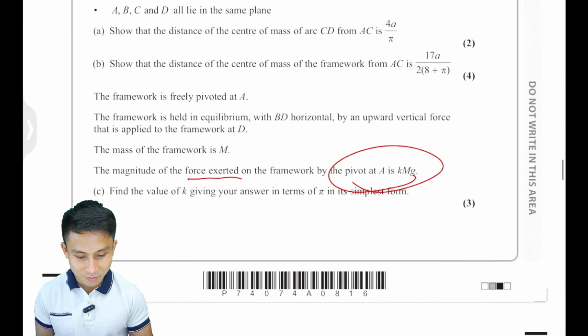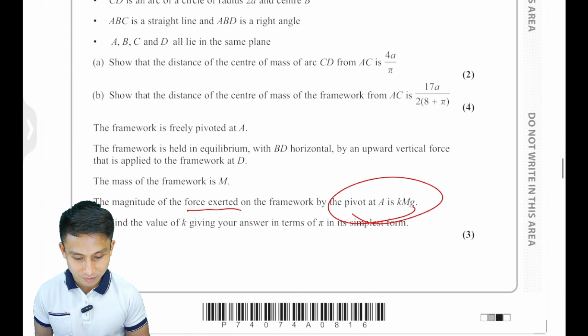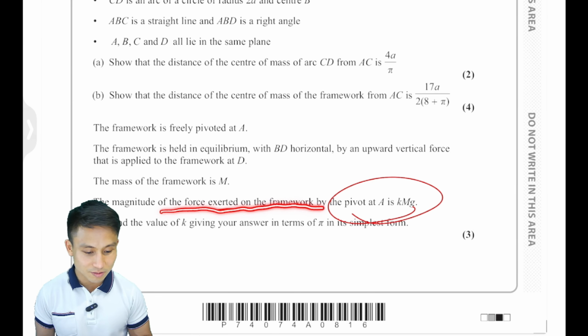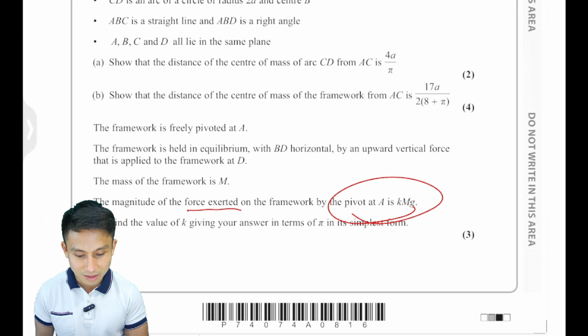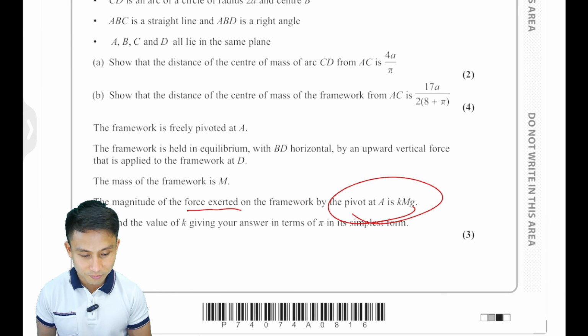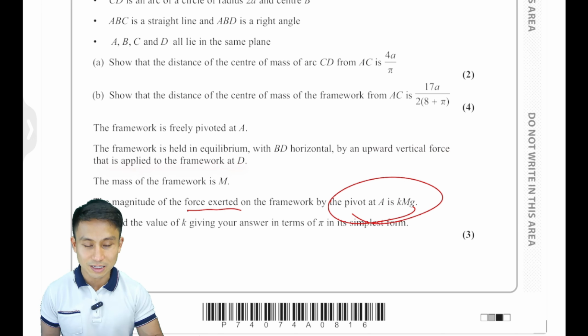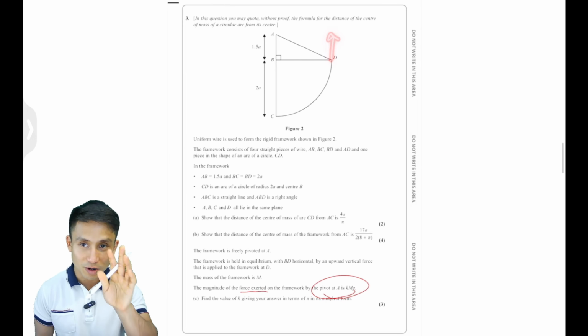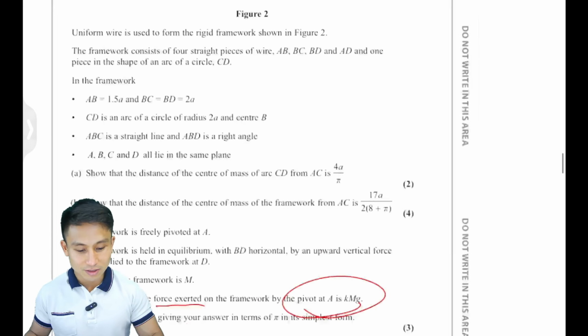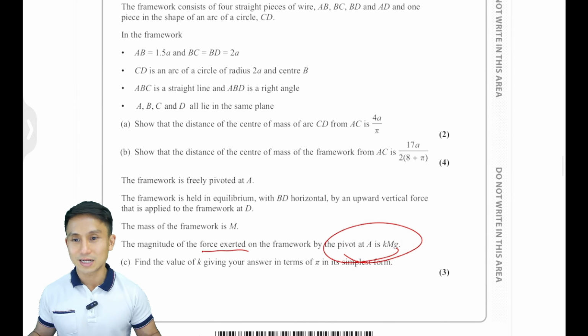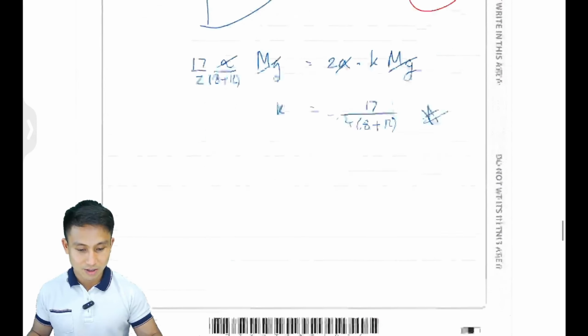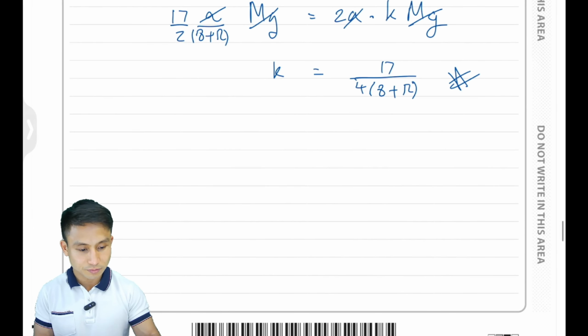So it says that the magnitude of force exerted on the framework at the pivot is kmg, but there is another force, right? The upward vertical force is applied to the framework at D, which is this point. So there are 2 separate forces here. I thought they give you this force, so that's why I did that. But actually, let's correct this work, yeah?